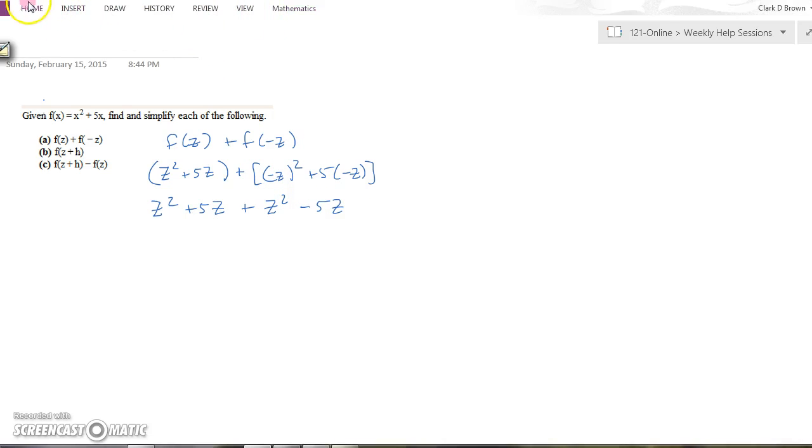And so you see that these 5z's are going to cancel, and I'll just end up with a z squared plus a z squared is 2z squared. Okay, so that's the answer for part A.